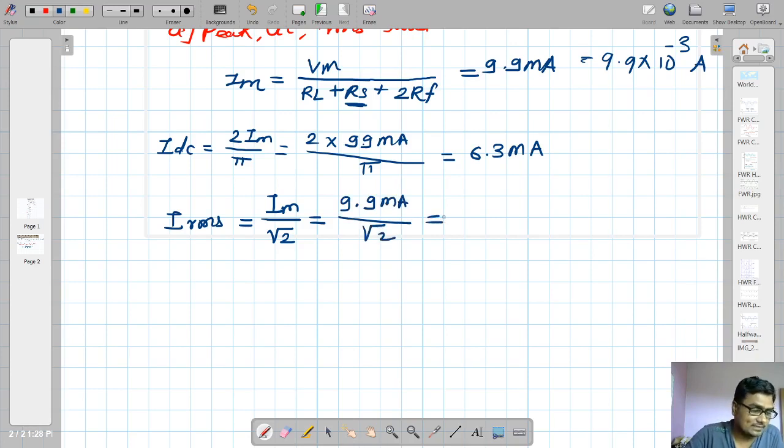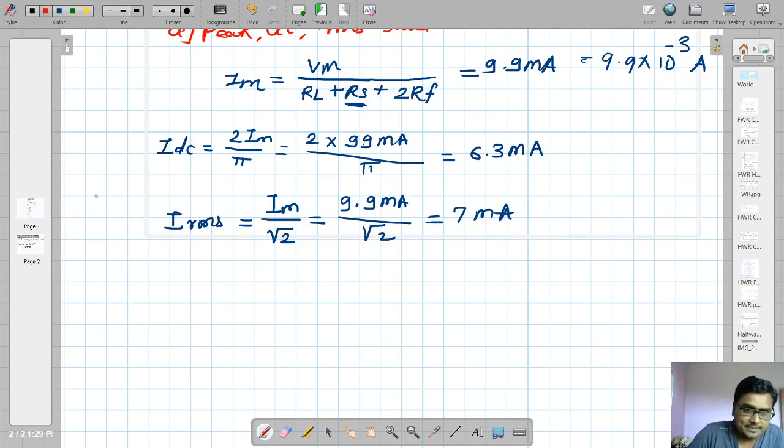Okay, if I calculate this, you write your own answer. I am writing approximately 7 milliamperes. Maybe on your calculator you are getting 6.9 milliamperes, 6.98 milliamperes, 6.91 milliamperes, whatever your answer is, write that. IRMS is equals to 7 milliamperes. So this is part A we are done with.